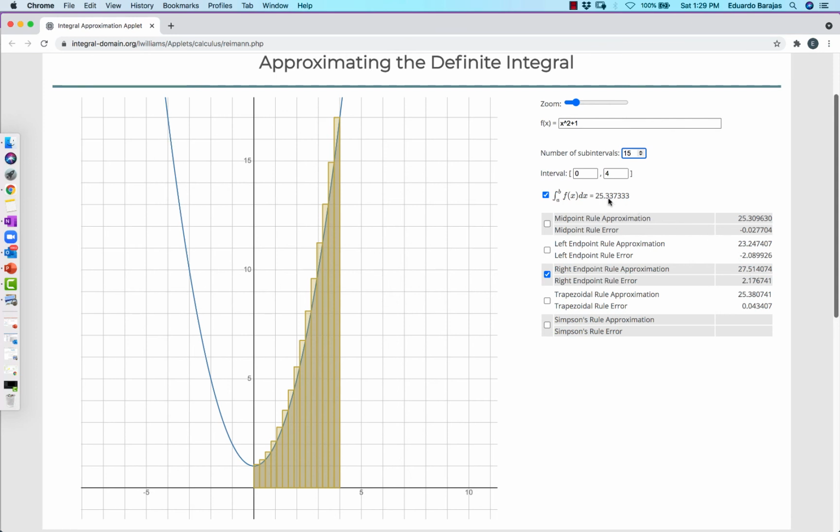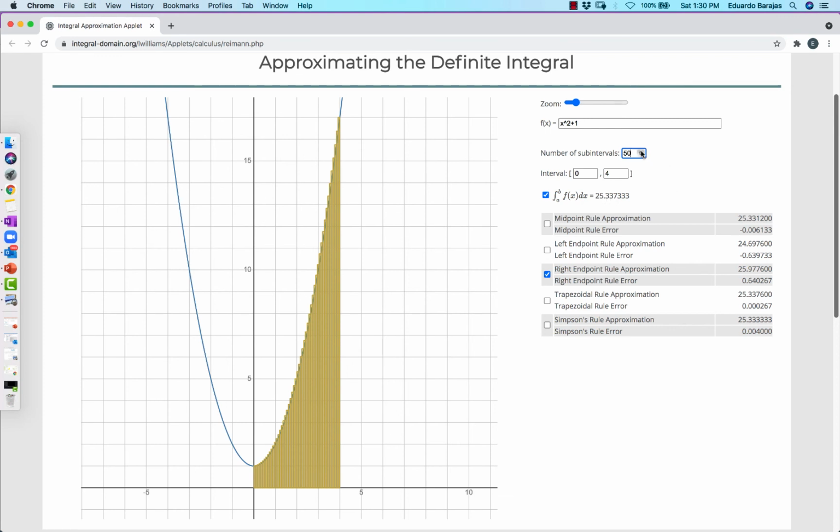Pretty close to the 25.33, that's the actual answer. And again, focusing on this number, as I increase the number of rectangles, we see that they just keep getting closer and closer and closer. When we get to like 50 of them, we have a pretty good guess already, 25.977, when the real answer is 25.33.